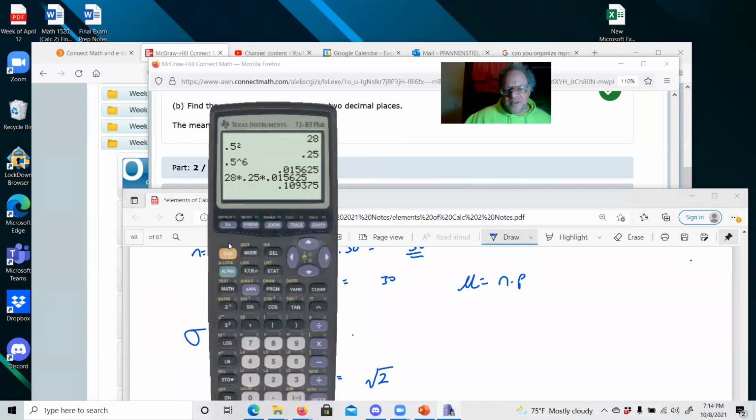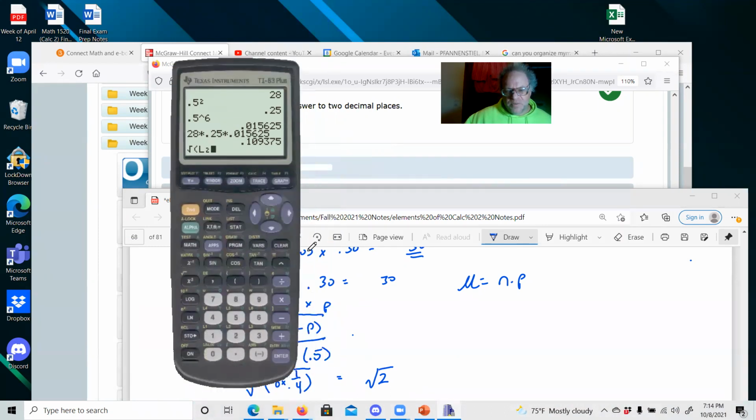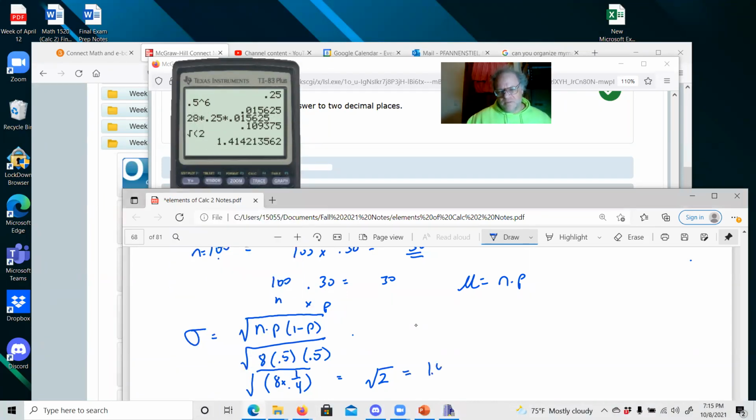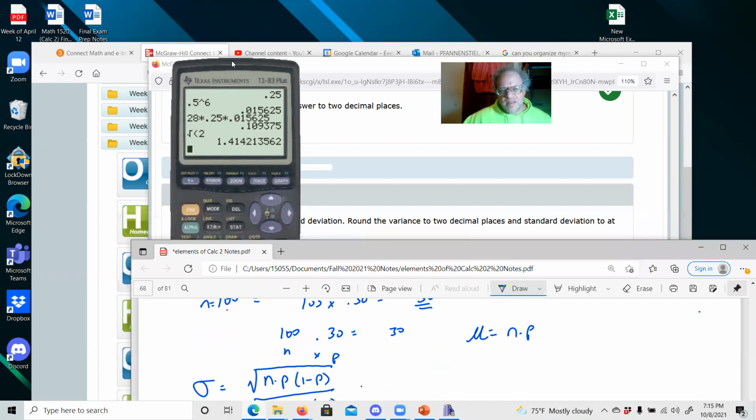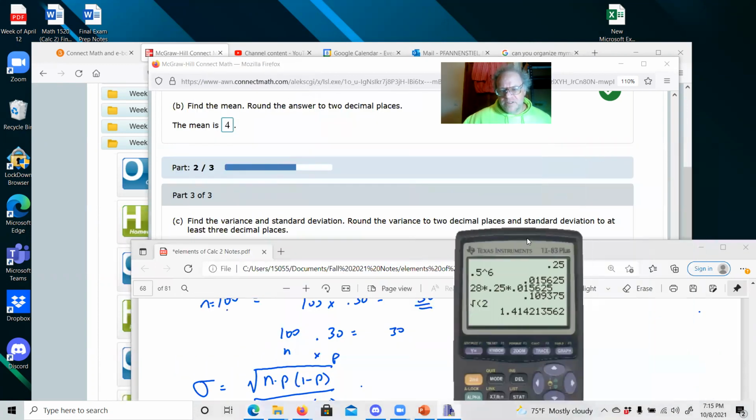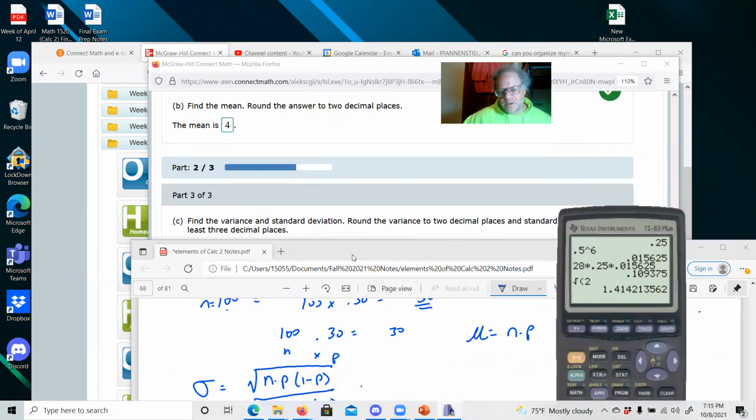So all we have to do is figure out what's the square root of 2. So second function square root, second function 2, not that 2, 2, equals. We got 1.414. Okay. How many decimal places do they want? Round the variance to 2, standard deviation to at least 3. Okay. So 1.414.